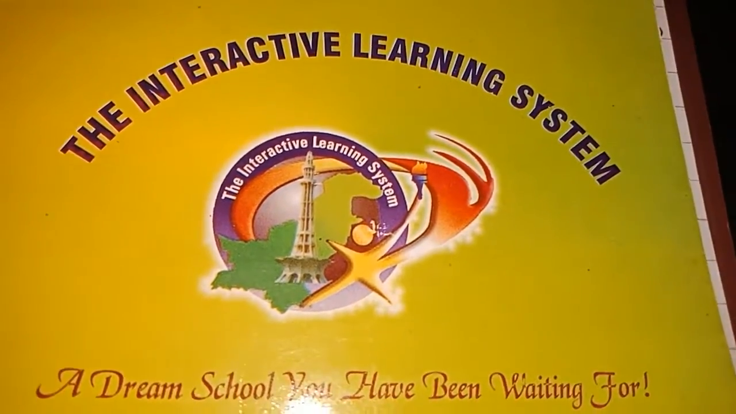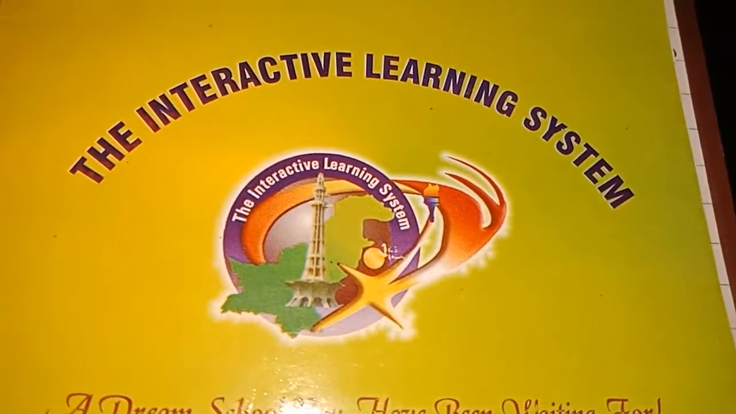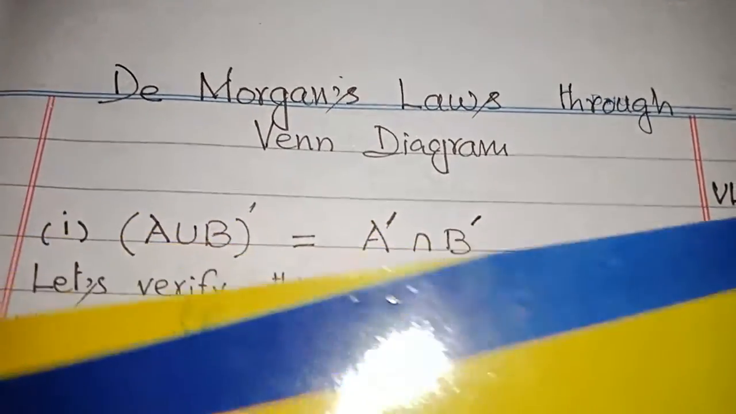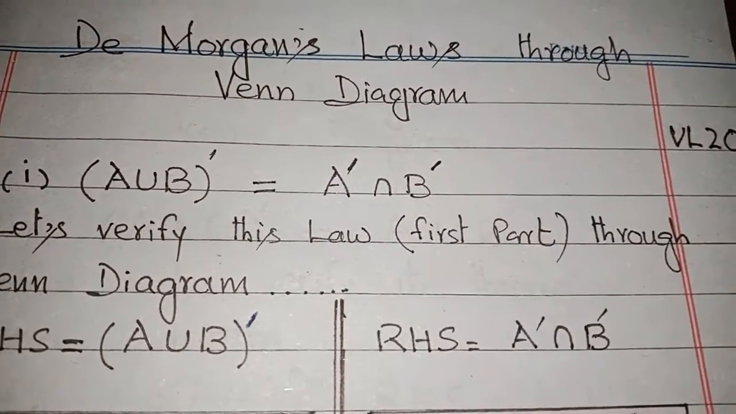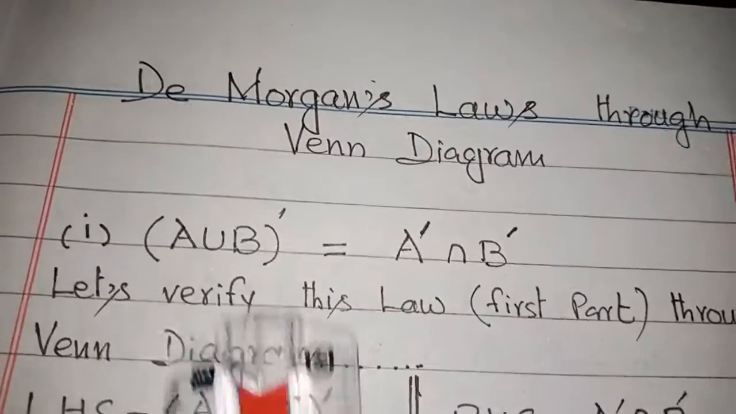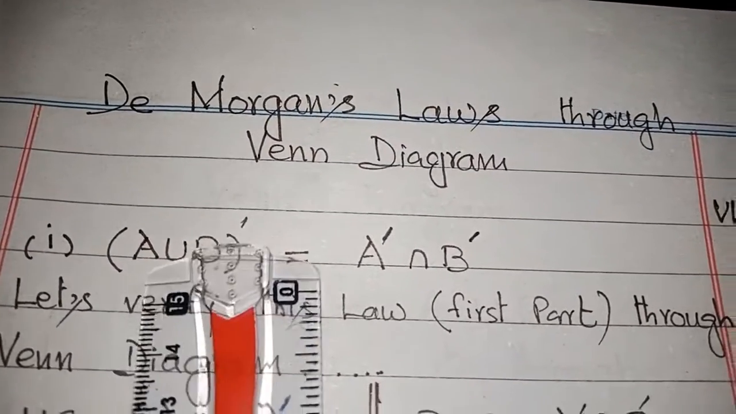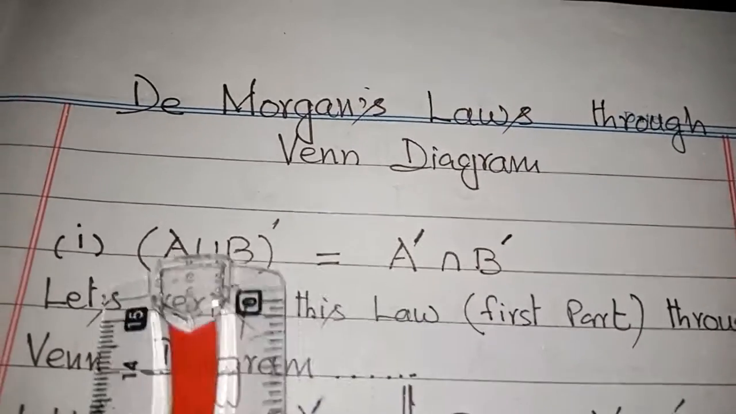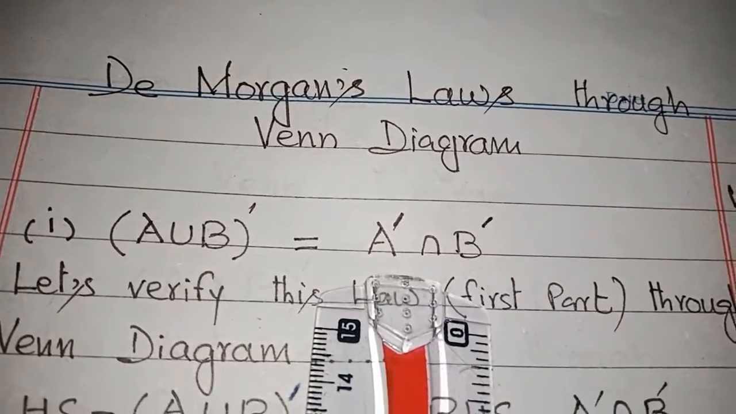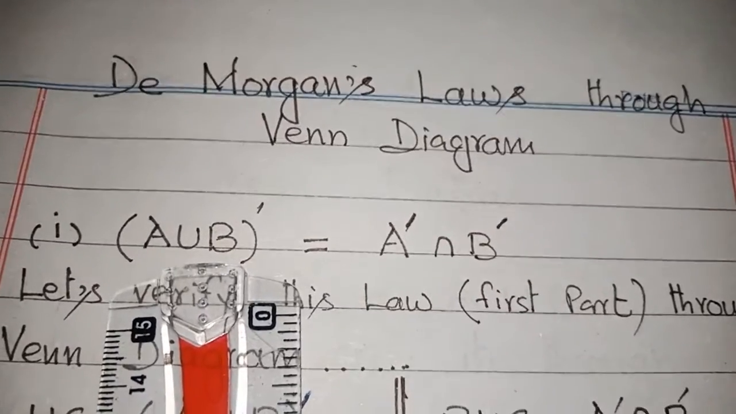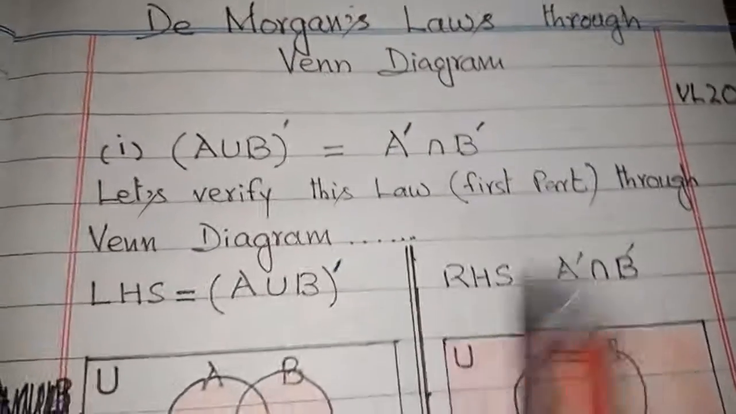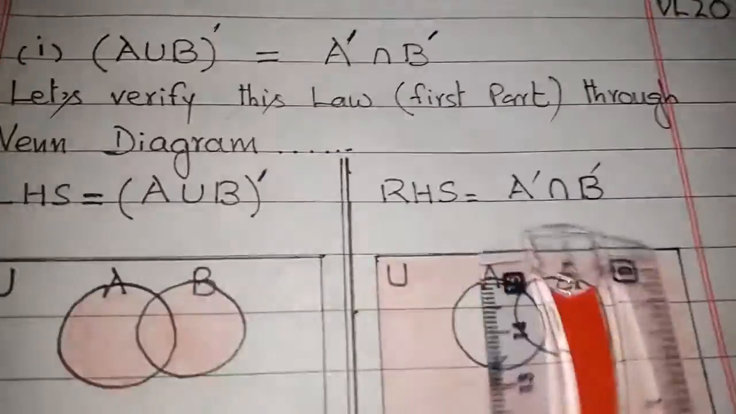Twenty for you people. Today our topic is De Morgan's laws through Venn diagram, and I'll try to verify its first part in this video lesson, which states that A union B whole complement is equal to A complement intersection B complement. This is the mathematical expression of the first part of the De Morgan's laws. Let's verify this law, its first part, through Venn diagram.